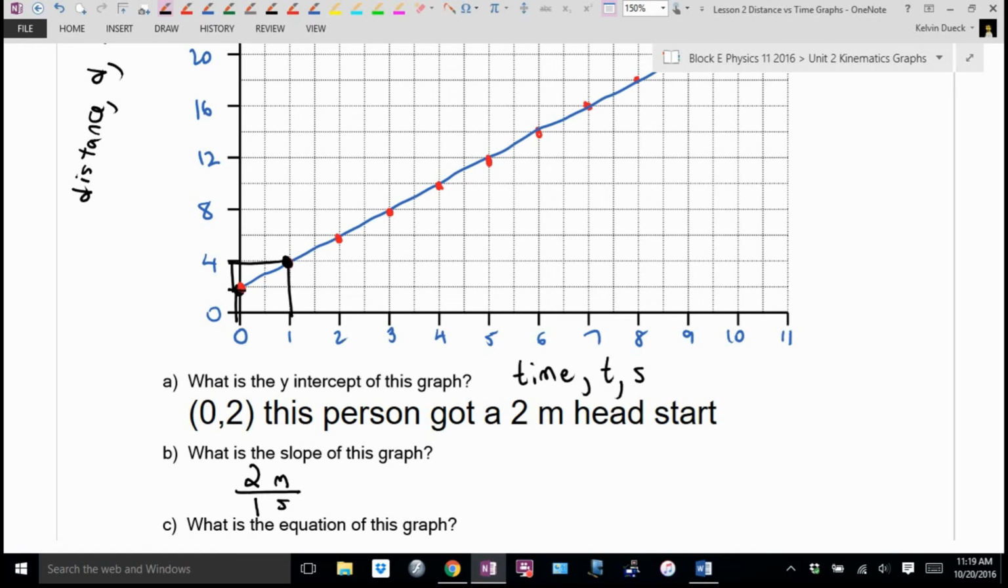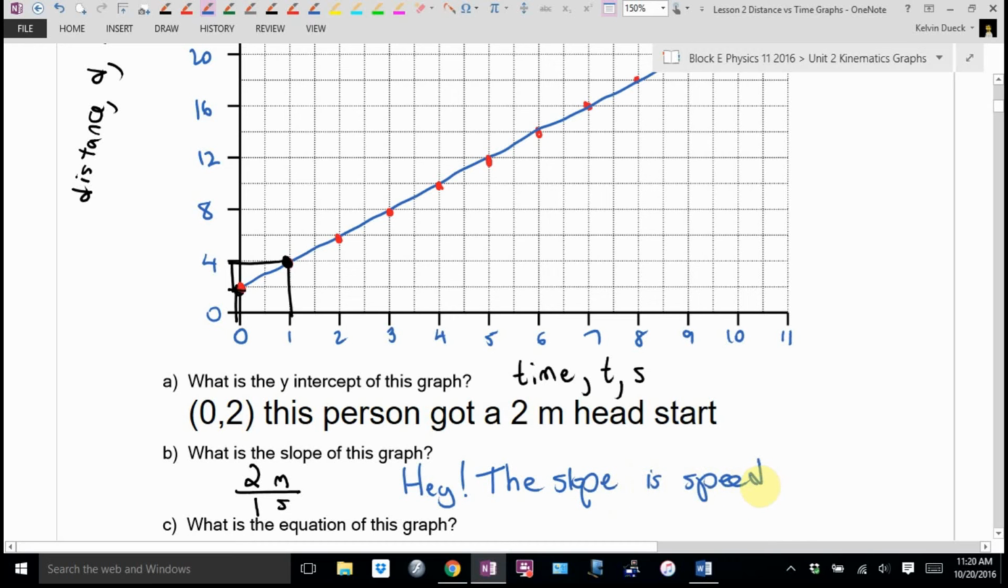Speed or velocity, in this case speed. Some of you probably memorized that last year in Science 10. That's a waste of brain power. If you already know that slope is rise over run, look at the units. The slope is speed, or if it was a displacement versus time graph, velocity. How fast is this person traveling? 2 meters per second. That tells me something.